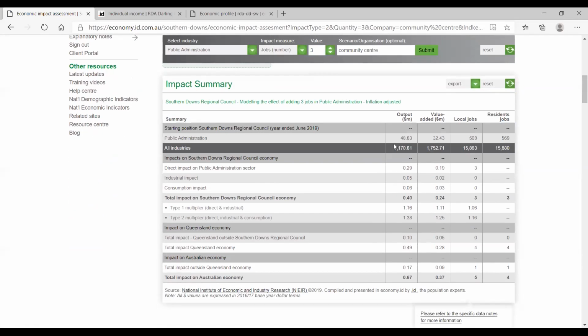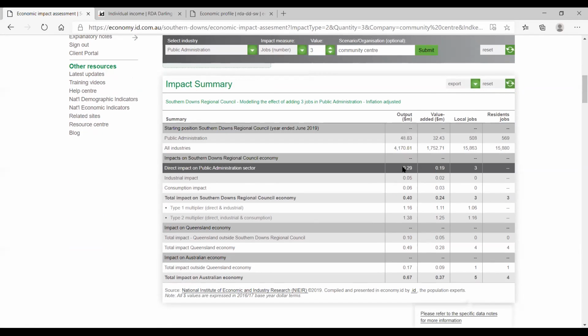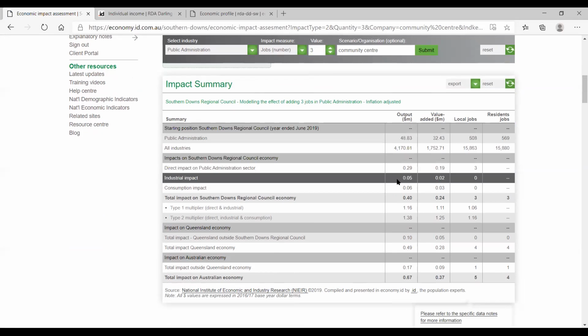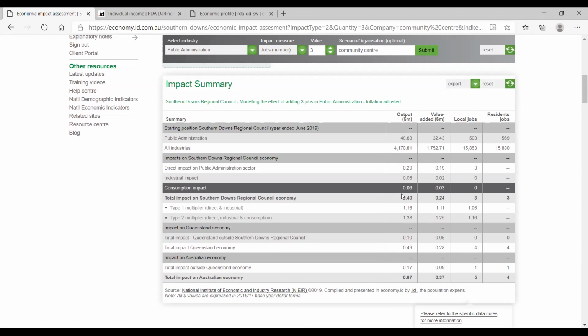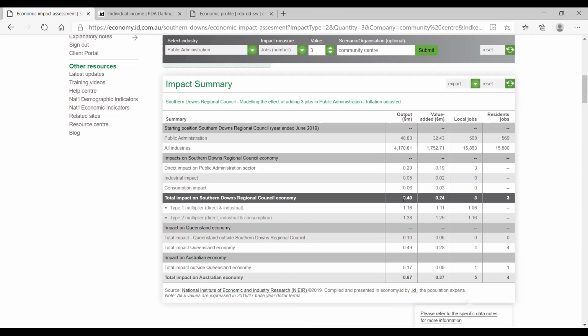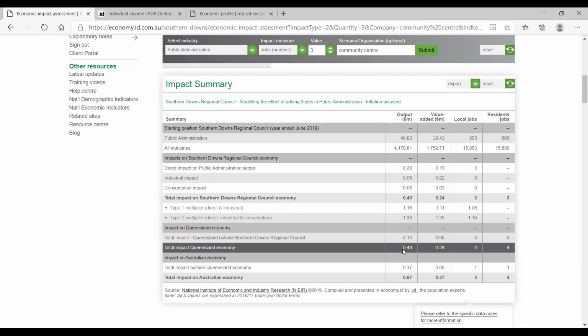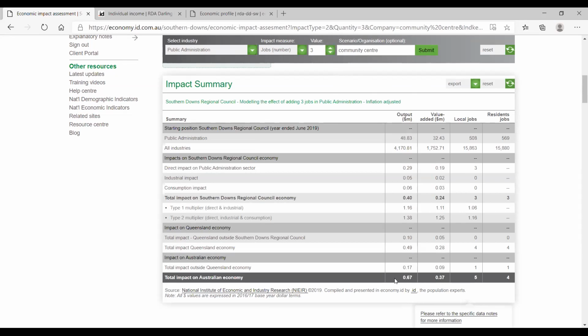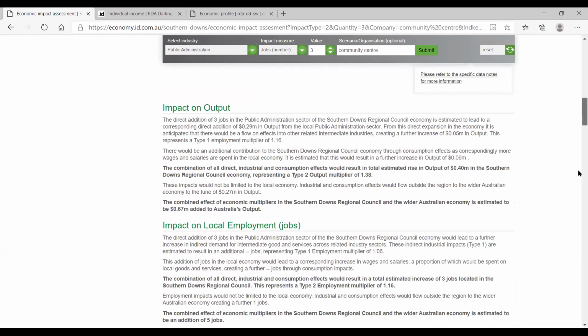And then the same thing, guys, we've got our direct impact is 0.29, our industrial impact 0.05, right down to our total impact is about $400,000 on the economy. Then we come back, total impact on the Queensland economy 0.49, total impact on Australia 0.67. And you get the same detail down below.